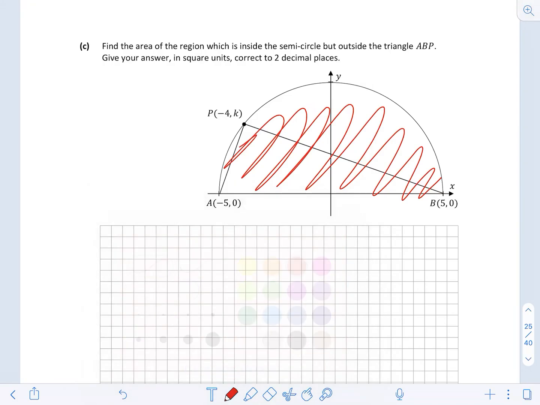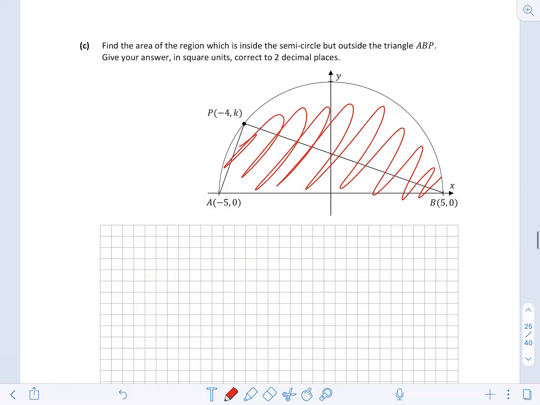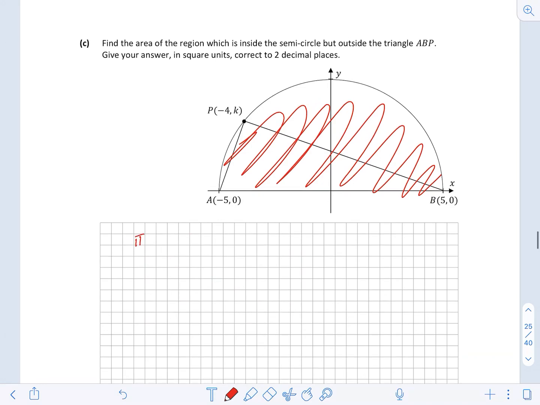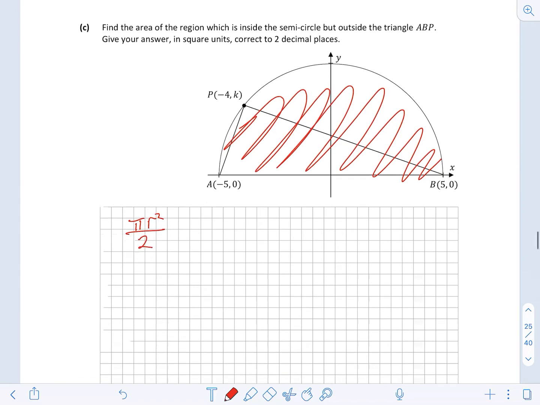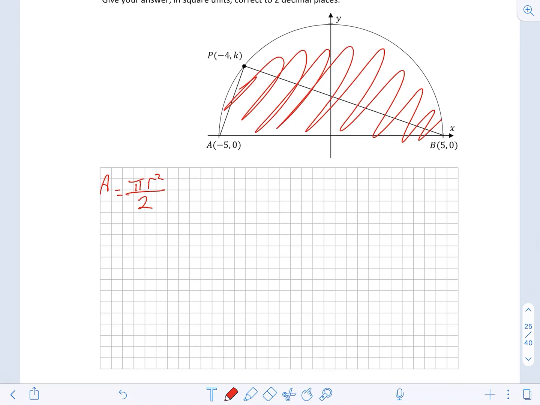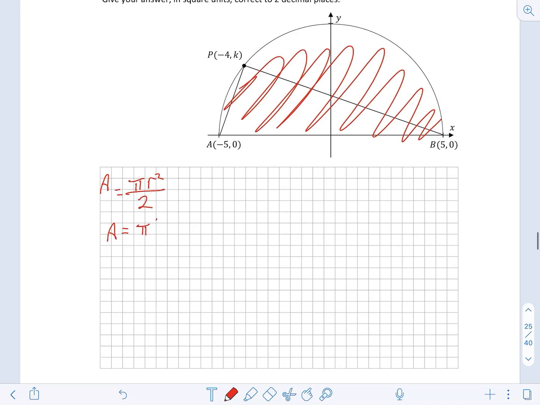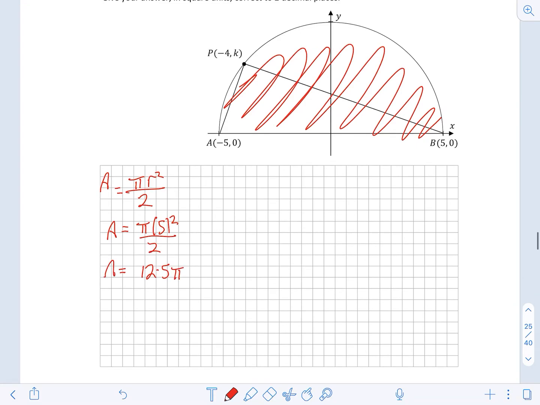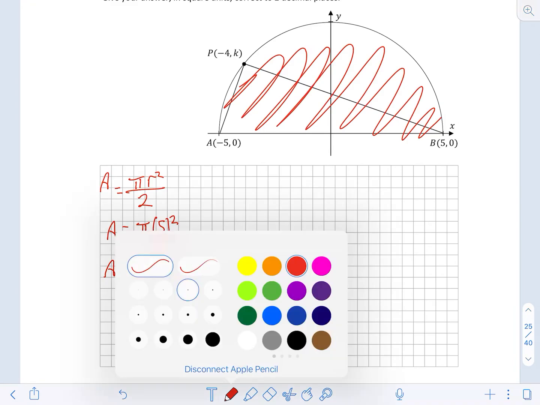And that's going to be, well, it's the area of a circle divided by 2. So it's going to be pi r squared all over 2 because it's half of a circle. So that's going to be the red area. So that area is equal to pi, and we're told the radius is 5, so it's 5 squared all over 2. So that's equal to 12.5 pi, I think, if we put that into our calculator. So the area of the red part is 12.5 pi.